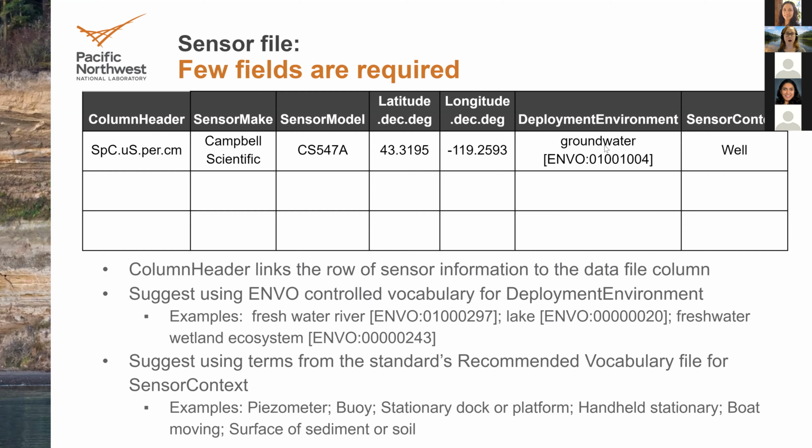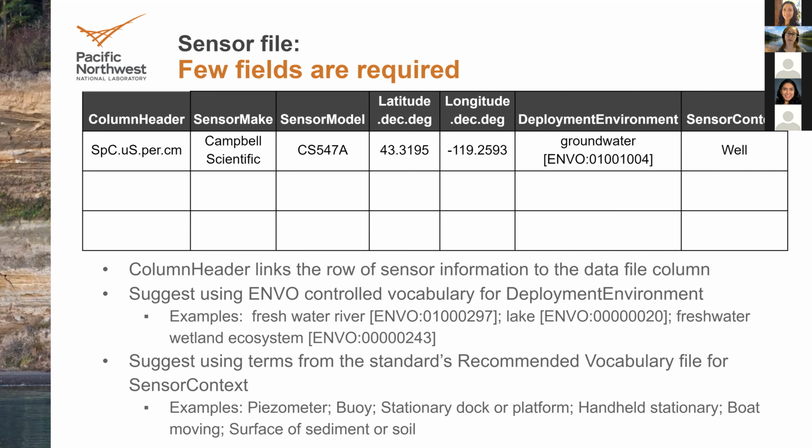And then sensor context is just one level of detail more. So you know what water body someone deployed their sensor in, but how did they go about it? So in this case, they deployed in a well. We have a controlled vocabulary that we created, and that's in the recommended vocabulary file. We did that because we couldn't find an existing one that covered the information that we wanted. But it has options like piezometer, buoy, maybe it's handheld or attached to a boat, things of that nature.